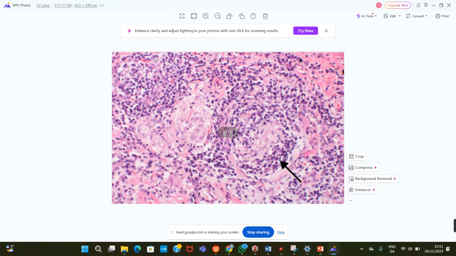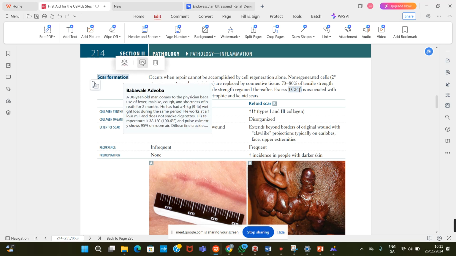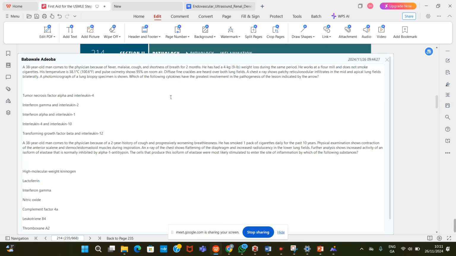Can we see the picture? Yes. So what do you think is happening here? Granuloma formation. Excellent. So this is a granuloma. So back to the question. Which of the following cytokines have the greatest involvement in the pathogenesis of this granuloma? So which option is consistent with that? B. B for boy. Gamma. That's good. That was fast.